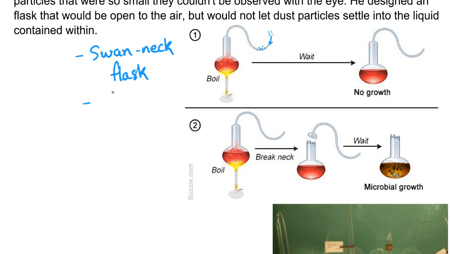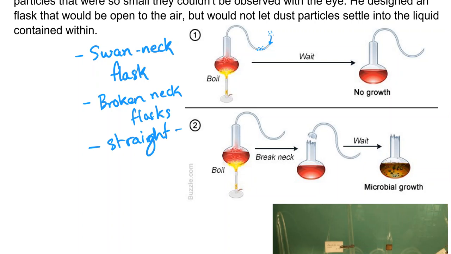So he had swan neck flasks, he had broken neck flasks, and he had straight neck flasks. And the swan neck flasks produced no microbial growth. The broken neck flasks did, and the straight neck flasks did as well.